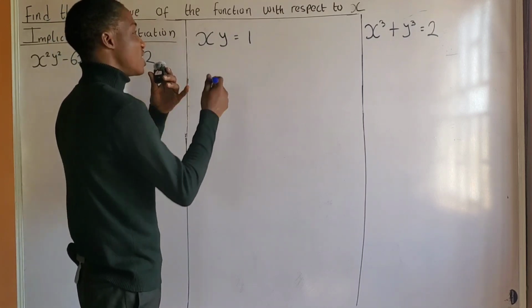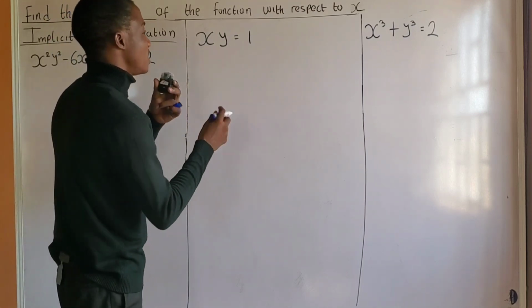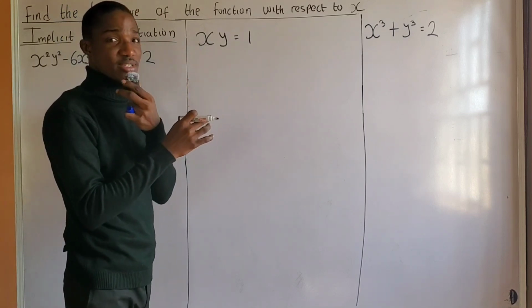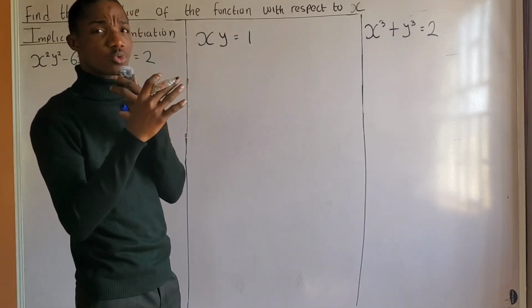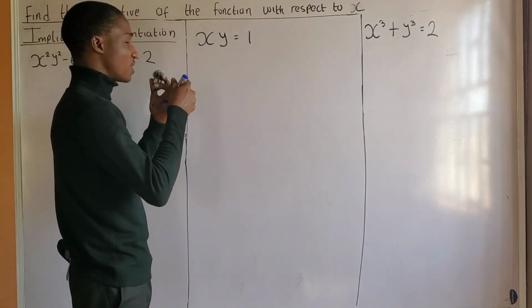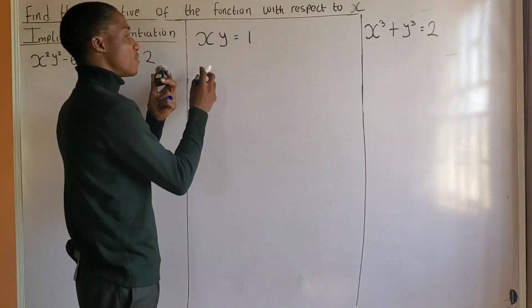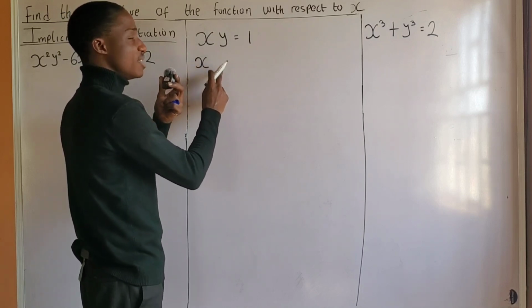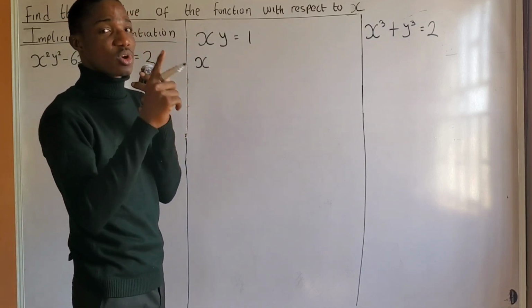We have xy equals 1. To find the derivative of this function, because the sign between x and y is a product sign, we're going to make use of the product rule of differential calculus. Do you understand? According to the product rule, we're going to keep the first part constant, which is x. Then we're going to differentiate y. If you find the derivative of y, you're going to have 1.